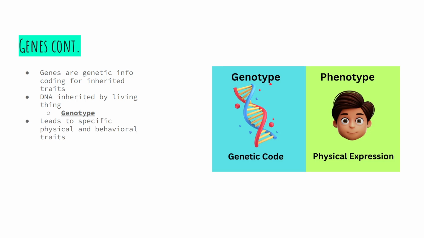This leads to specific physical and behavioral traits, and these are known as your phenotype. So whether you have brown hair or brown eyes, these are the physical expression of those genes. We can see them and we characterize them as a phenotype. The process by which DNA directs RNA and protein synthesis is known as gene expression. So gene expression is when we are making the RNA and protein synthesis.